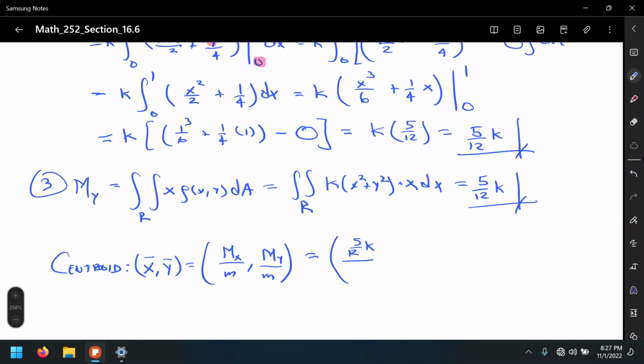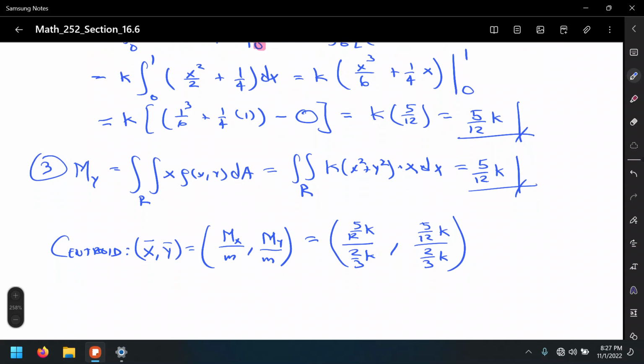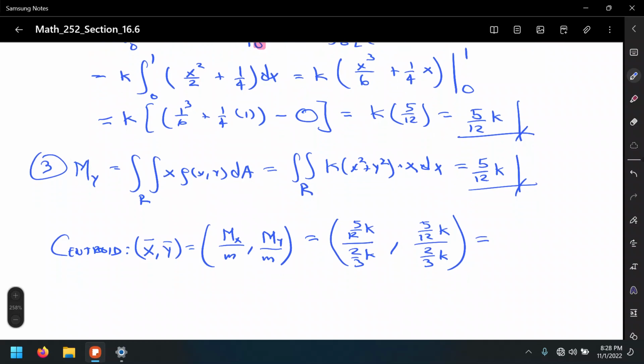2/3 k, comma 5/12 k over 2/3 k. Simplifying all this, the k's go away, so it really doesn't matter what k is. Those are going to get cancelled, and that should give us 5 over 8 comma 5 over 8. So that's the ordered pair for which we will have the centroid for this square region.